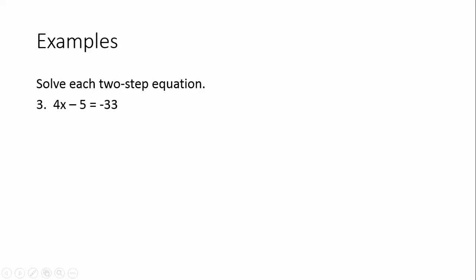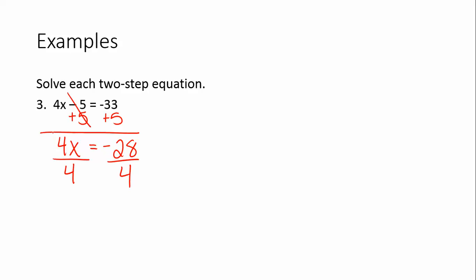Number 3, undo addition or subtraction first. I see subtraction here, so we're going to add 5 to both sides. That's 4x equals negative 28. We're now going to divide both sides by 4, and we get x equals negative 7. Again, you can plug in your answer to check. 4 times negative 7 is negative 28. Negative 28 minus 5 is negative 33.